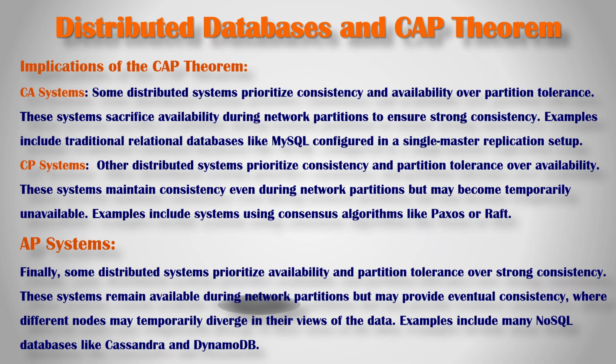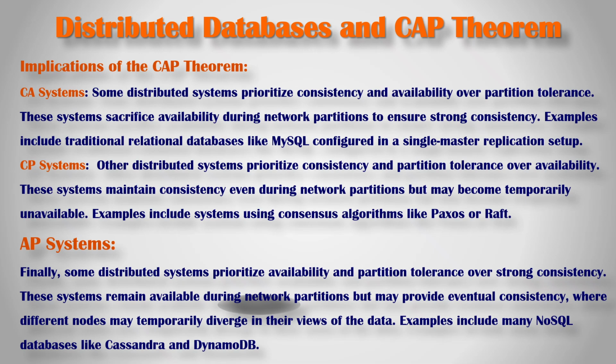CP systems. Other distributed systems prioritize consistency and partition tolerance over availability. These systems maintain consistency even during network partitions, but may become temporarily unavailable. Examples include systems using consensus algorithms like Paxos or Raft.